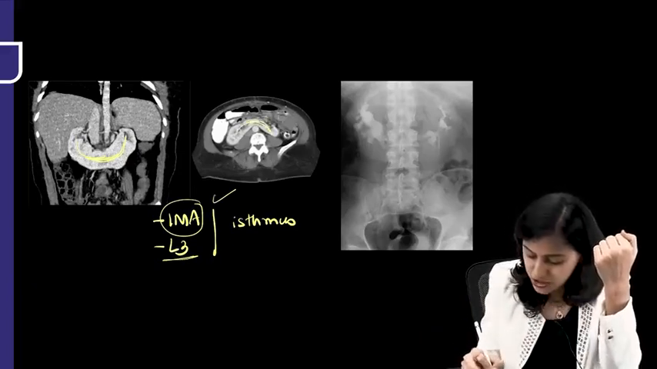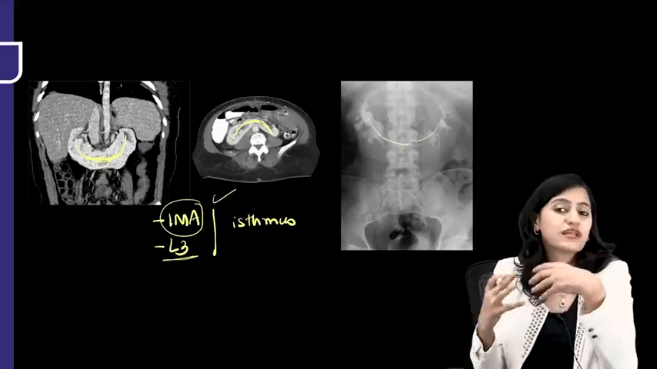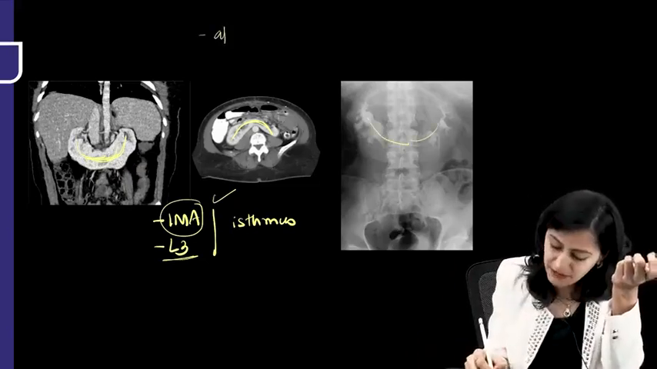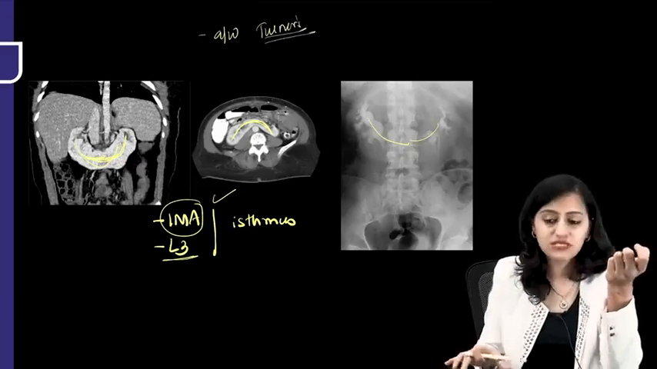So this is the horseshoe kidney, and it is showing the flower vase or joining hands or handshake appearance. Remember, it is associated with Turner's. Okay, it is associated with Turner's.